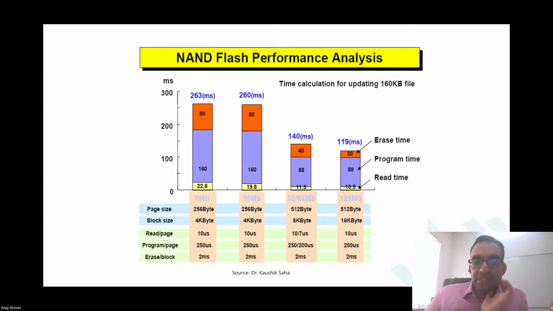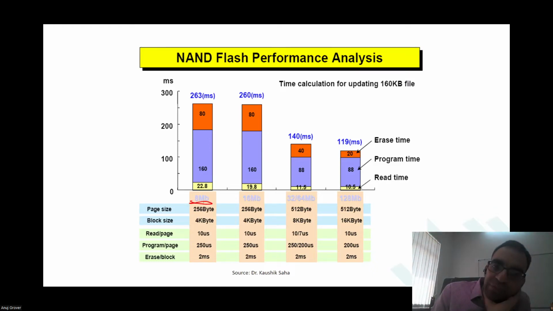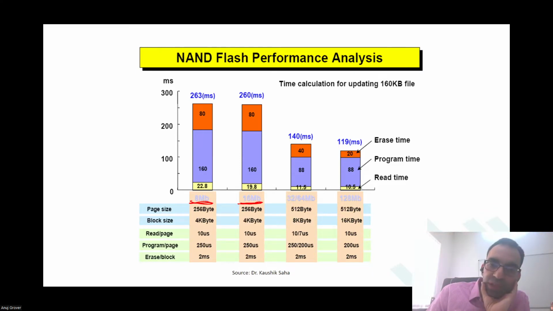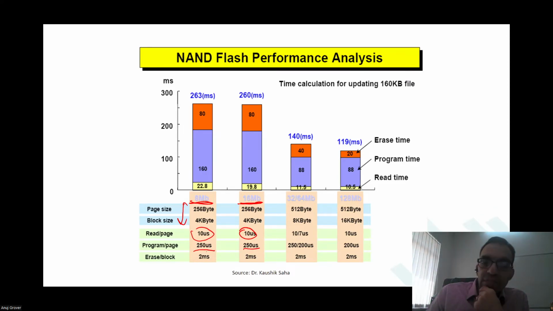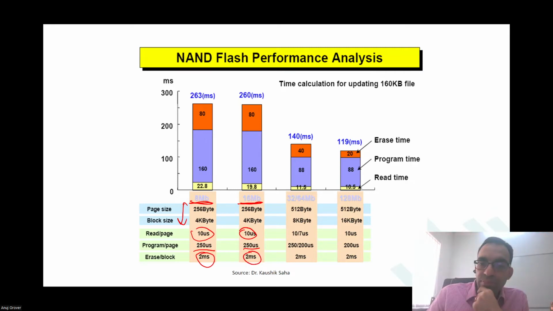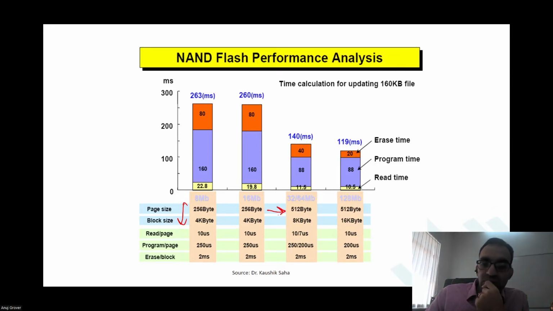Okay. If you increase the memory size, say we went from 8 megabit to 16 megabit, and I maintained the same page size and block size, what happens? Read per page remains the same because the size of the page remained the same. The program per page and erase per block durations remained the same. Now, if I go to a larger memory with a larger page size and larger block size, then you will notice that this timing, the program per page timing, can start to reduce a bit. Why would that be the case?